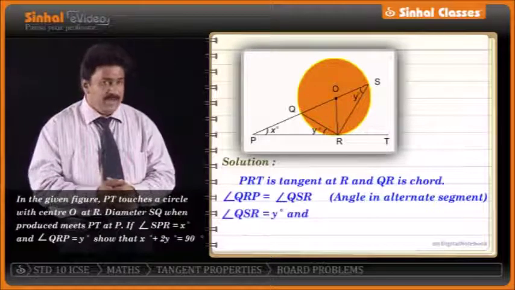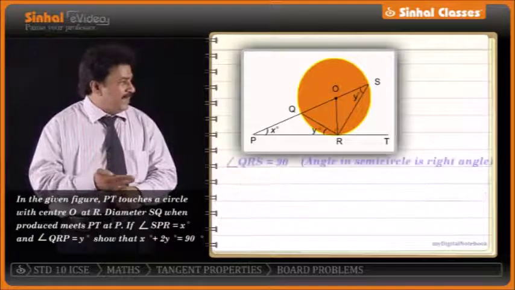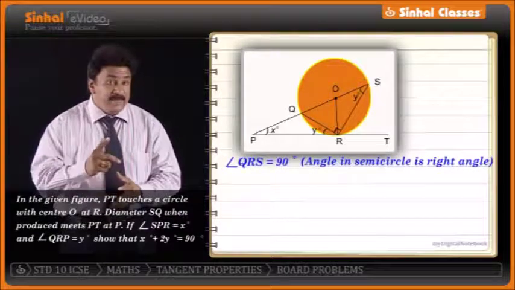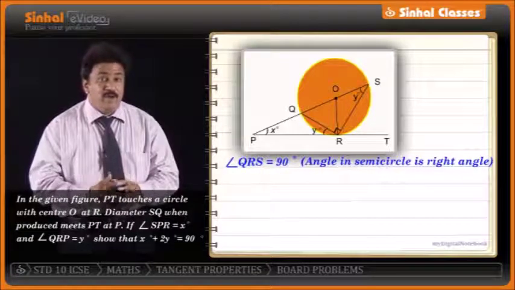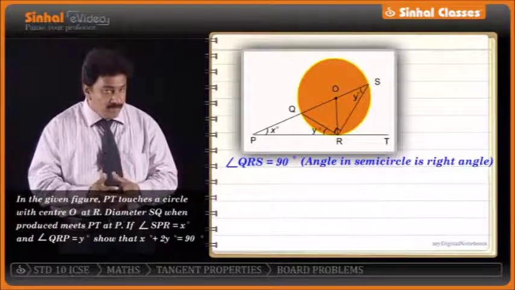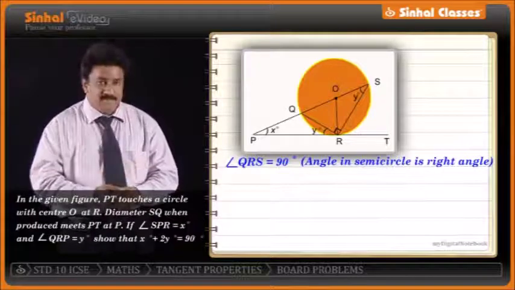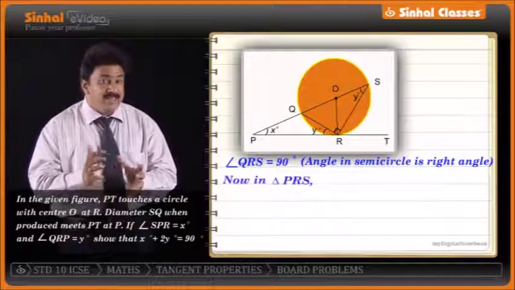Further, angle QRS is 90 degrees. How do you know it's 90 degrees? Same thing I told you: the diameter subtending onto the circumference gives you 90 degrees. Further, in triangle PRS, the sum of three angles is equal to 180 degrees. Sum of angles in a triangle.